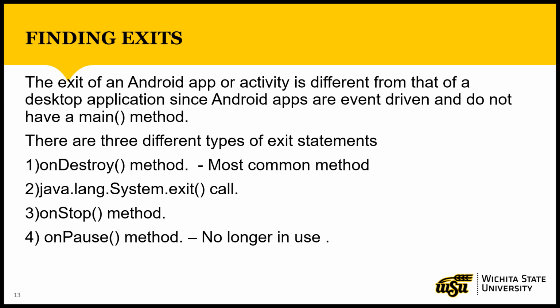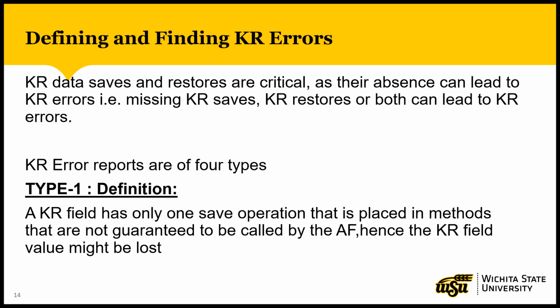Third, the onStop method. This method is called when the activity is no longer visible to the user because another activity is resuming, hence forcing the current foreground activity into the background. The fourth one is the onPause method, which is no longer used since exiting directly after the onPause method is rare. KR data saves and restores are critical as their absence can lead to KR errors. Missing KR saves or KR restores, or missing both, leads to KR errors.